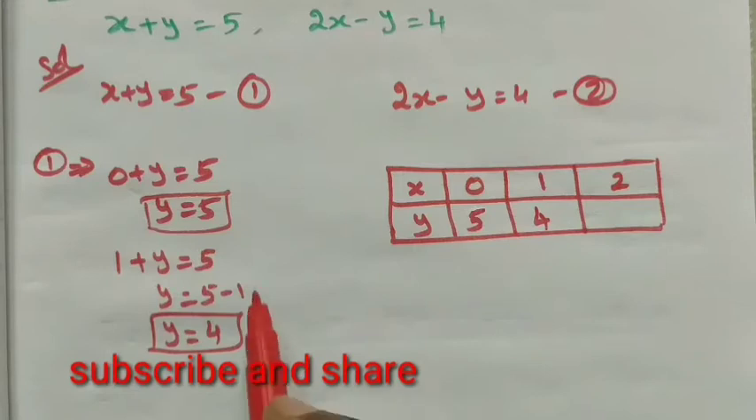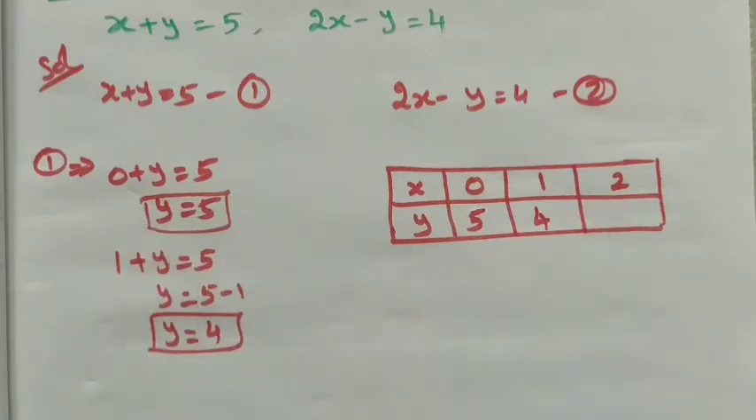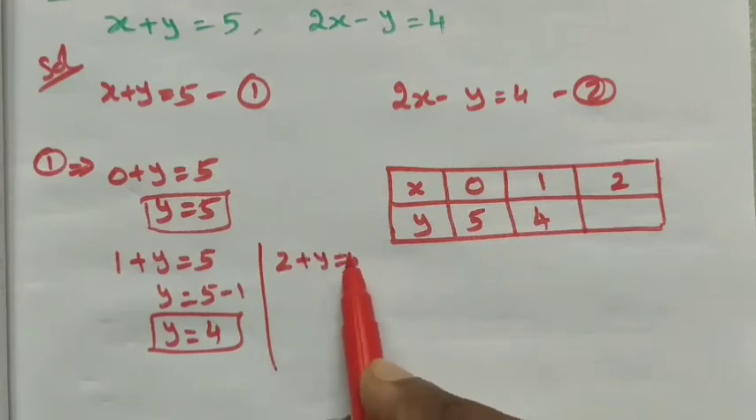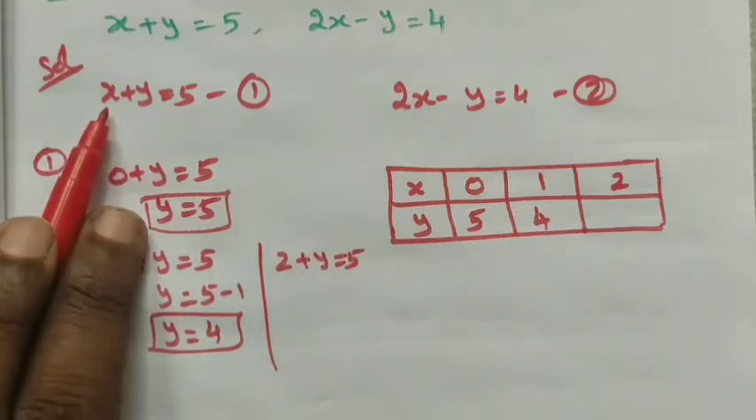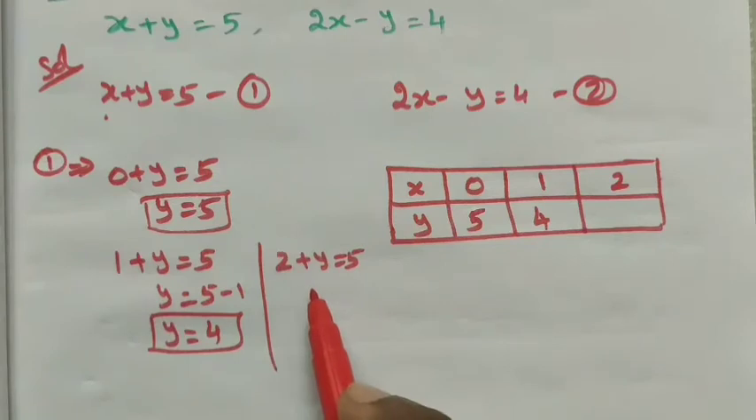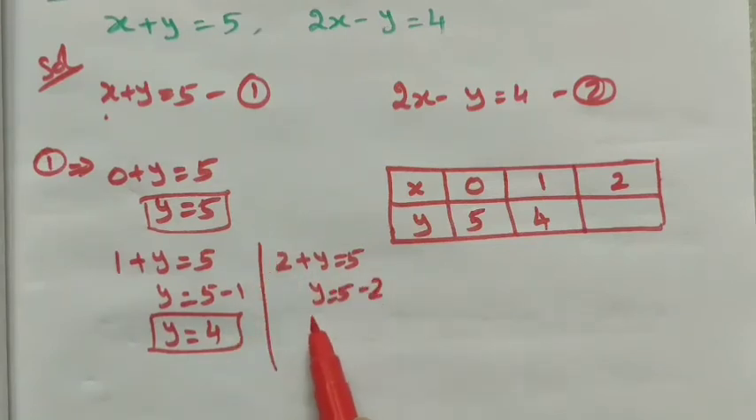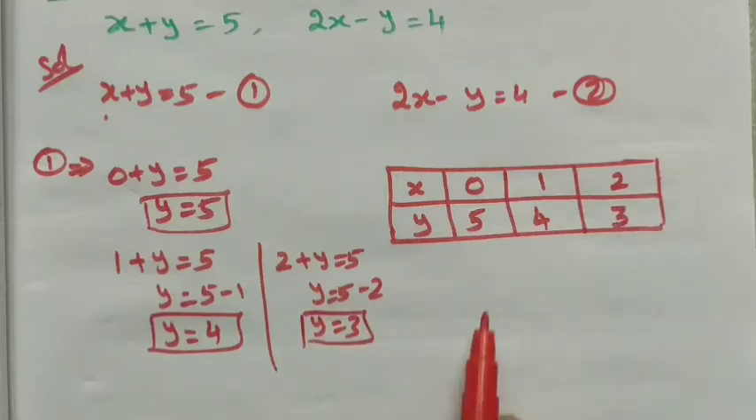In the same way, we have x is equal to 2. In equation number 1, 2 plus y is equal to 5, then y is equal to 5, taking this 2 to the other side, we get minus 2, so y is equal to 3. These are the points we are going to plot in the graph for the first equation.